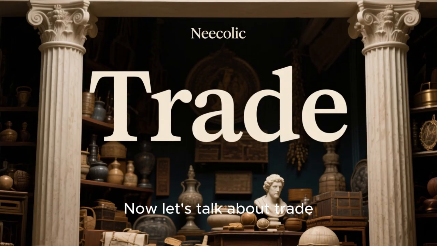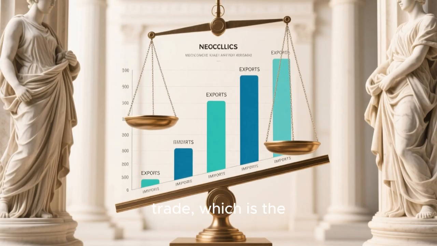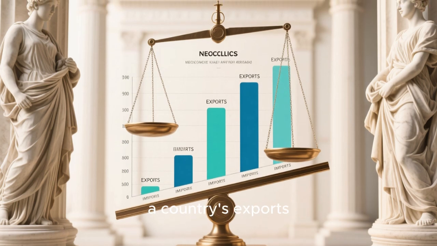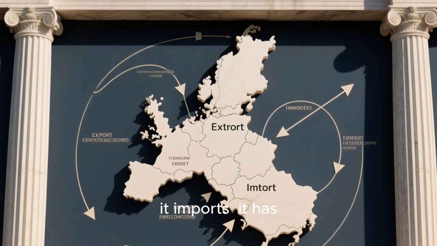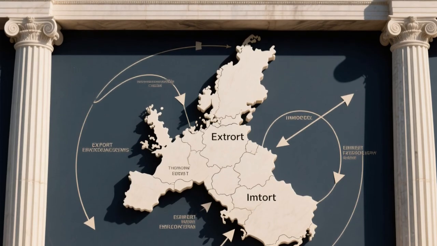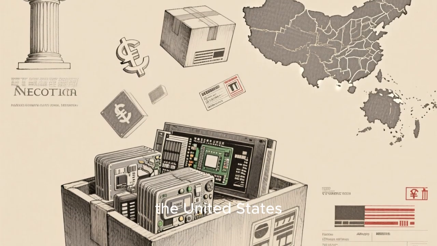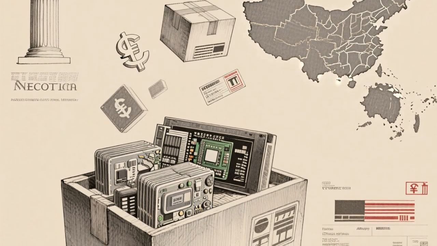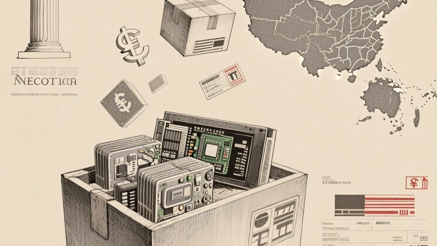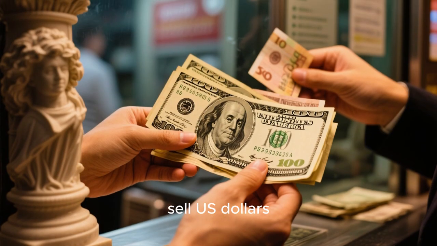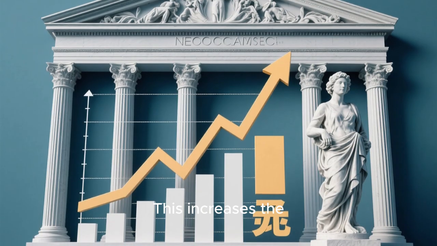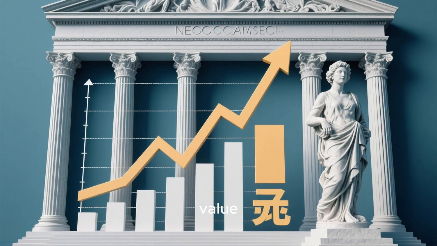Now, let's talk about trade. The balance of trade, which is the difference between a country's exports and imports, plays a huge role. When a country exports more than it imports, it has a trade surplus. For example, if China sells a lot of electronics to the United States, American companies have to pay for those goods in Chinese yuan. To do that, they sell US dollars and buy yuan. This increases the demand for the yuan, strengthening its value.